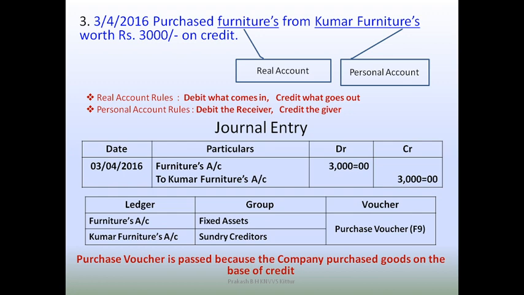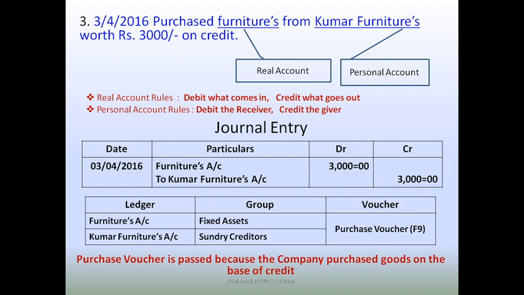And the ledger head, the furniture account, comes under the group fixed assets. We have purchased the furniture here, so furniture comes under the fixed assets group. And then the ledger, Kumar Furnitures account. Kumar Furnitures is supplying the furniture on credit, therefore he is called a sundry creditor. It comes under the sundry creditor group.